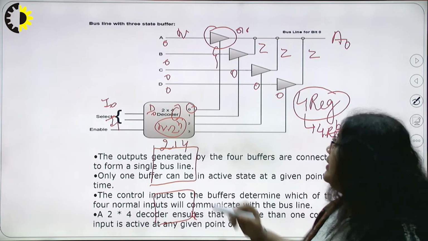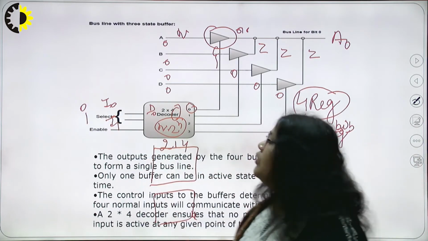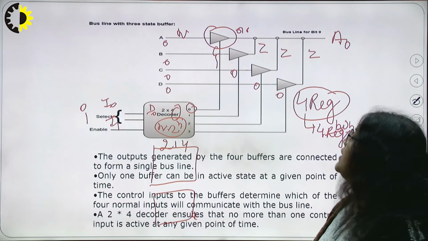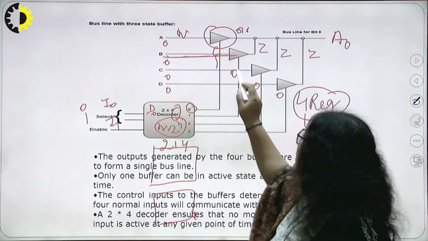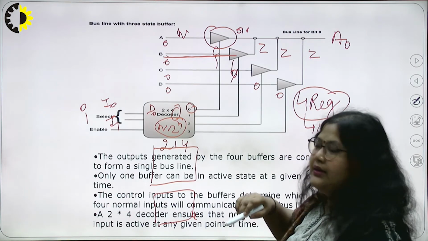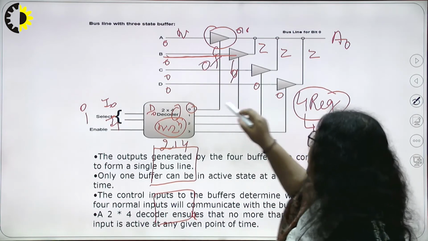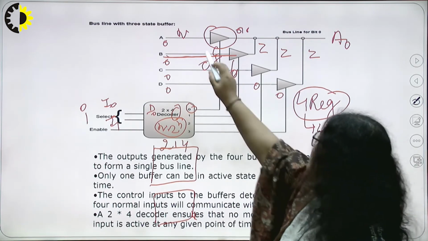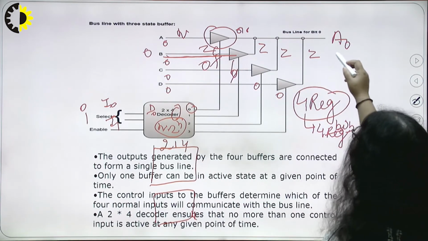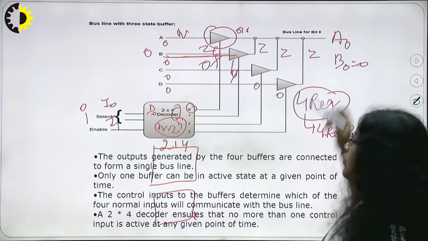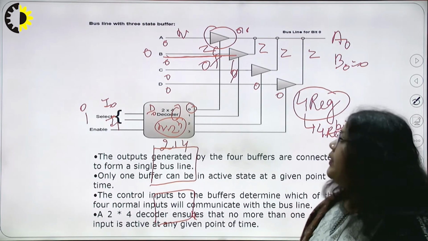When the input is 0, 1, what do we do? This B0 input is selected in this case. This control is 1 at this time, and these three controls are 0. This means Z, suppose it is 0. So the output receives B0 equals 0 at this time.